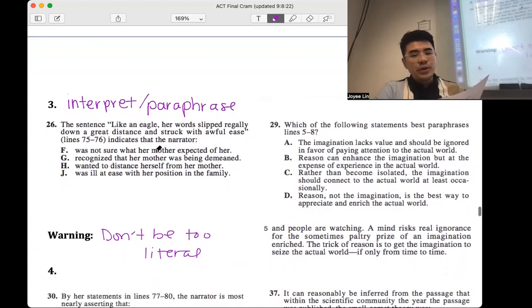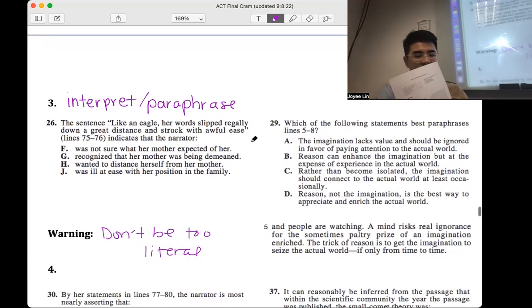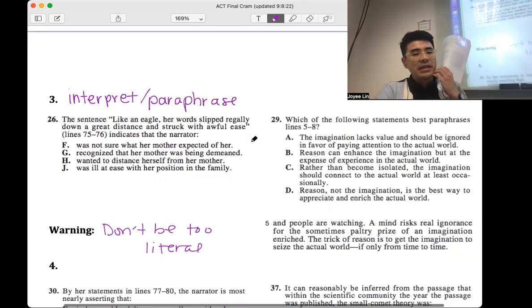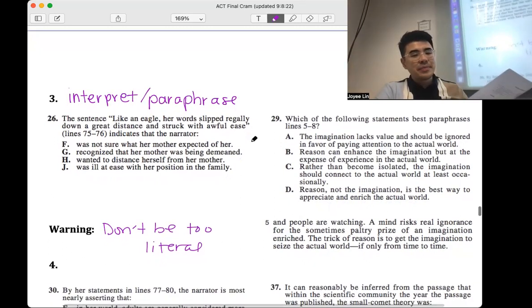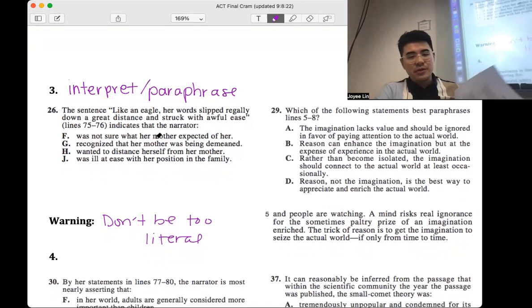Here, don't be too literal when they're asking to paraphrase, right? So like an eagle, her words slipped regally down a great distance and struck with awful ease. So anything that was about literally being hit or something would be wrong. I don't have the passage here, so it's hard for you to interpret it.